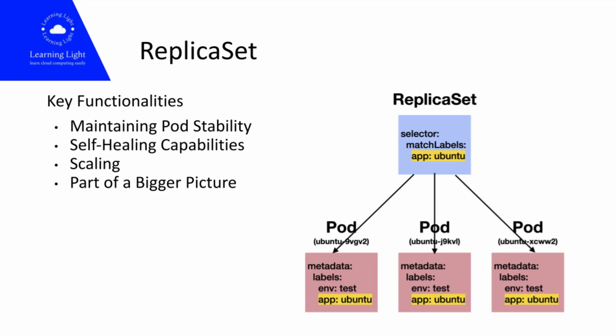Part of a bigger picture, you won't typically create replica sets directly. They're often used as a building block for deployments, which provide a declarative approach to managing pod replicas and replica sets. In fact, in this tutorial and demo, we will use these features when we build the deployment, where we will provide the desired number of pods in the replica sets. So let's get started.